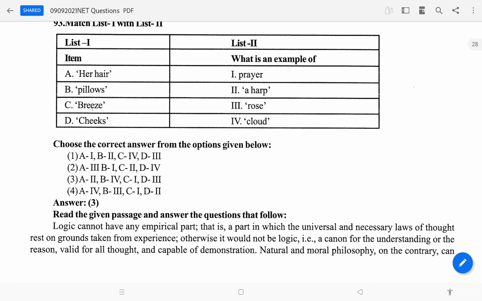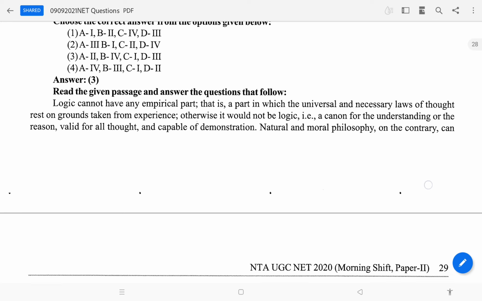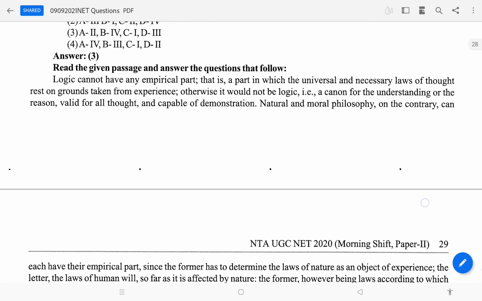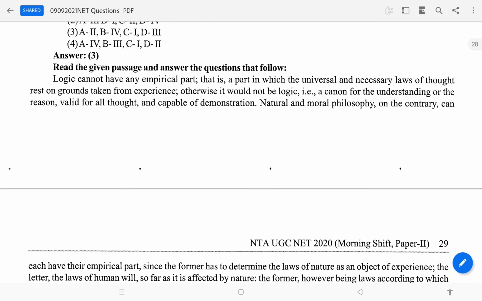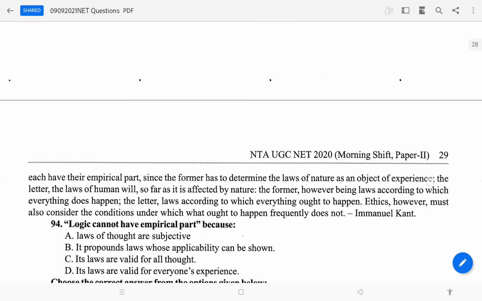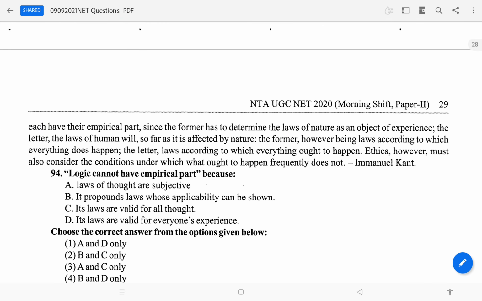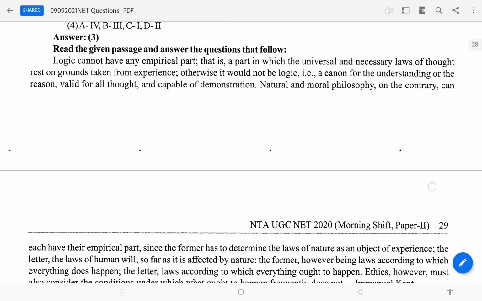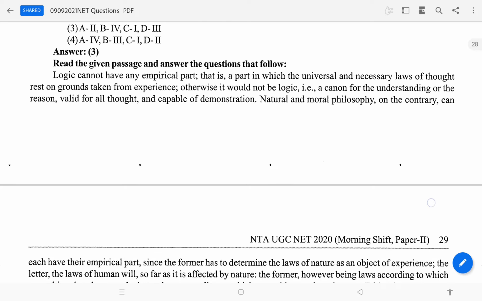Okay. So let's see the next question. Here it is a little explanation. Oh, there is another reading comprehension.